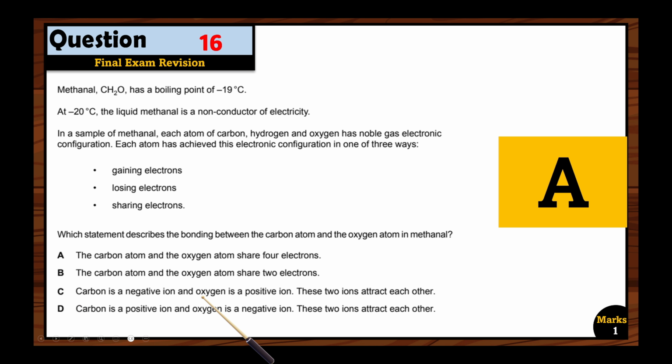Carbon is a negative ion and oxygen is a positive ion. Of course, that's wrong. It's only for ionic compounds because in ionic compounds, they make the ions. So C and D, both options are wrong because they are about ionic compounds.